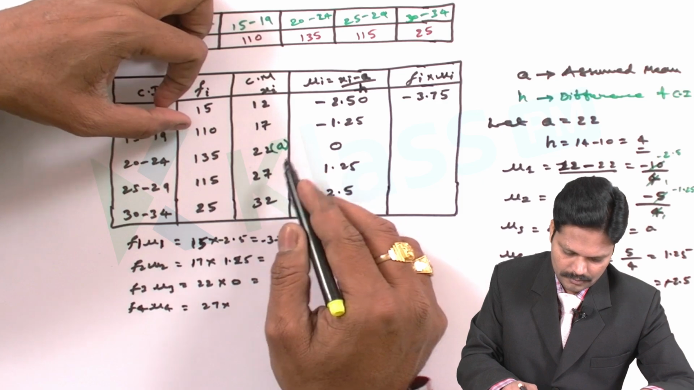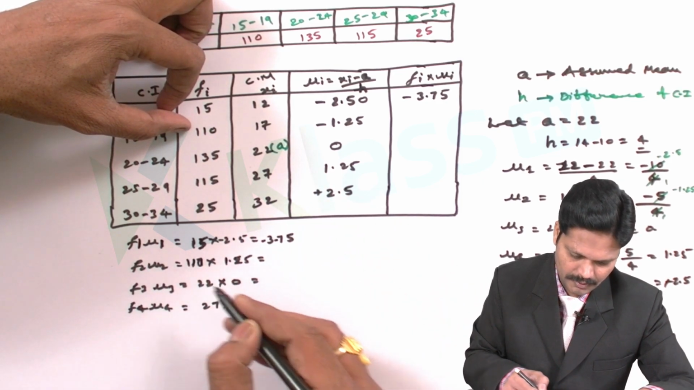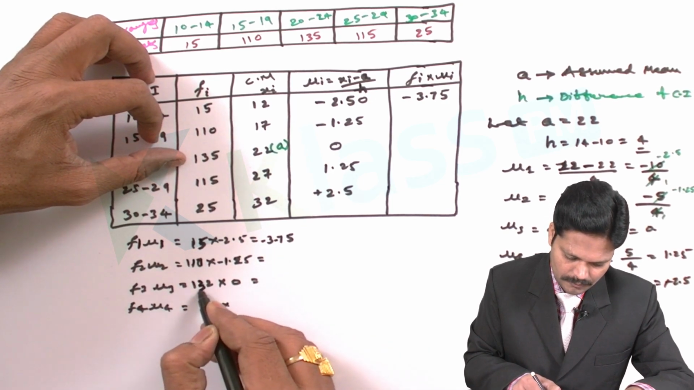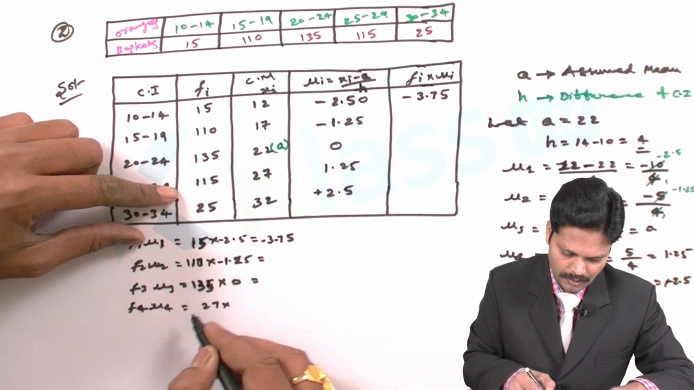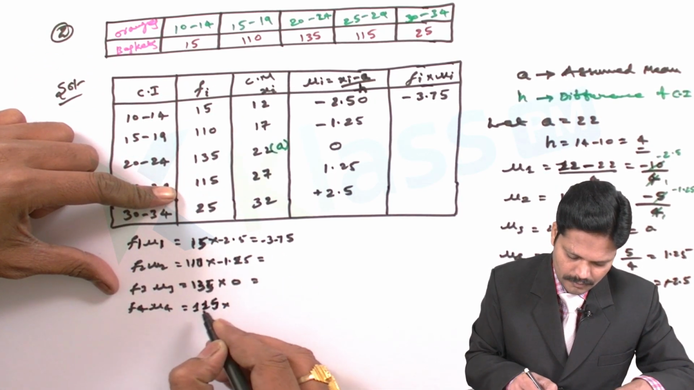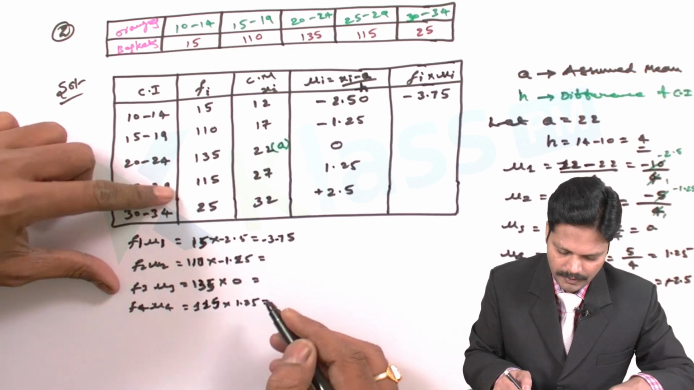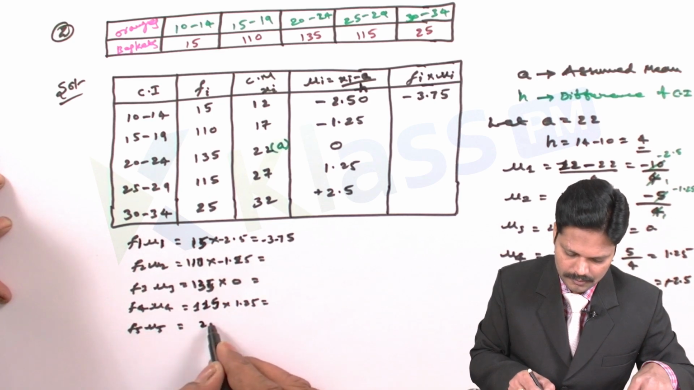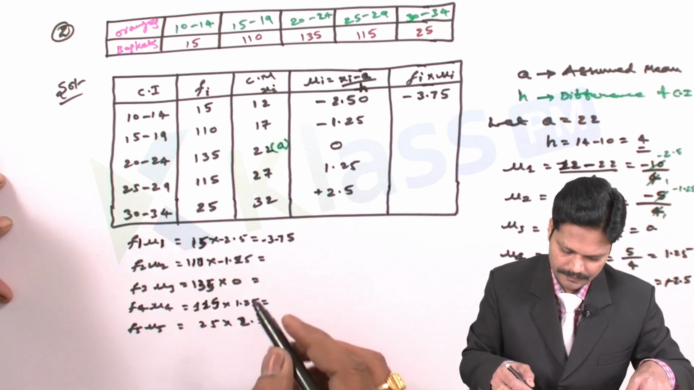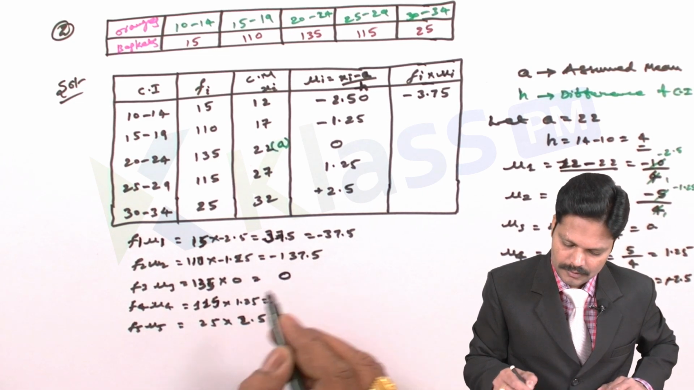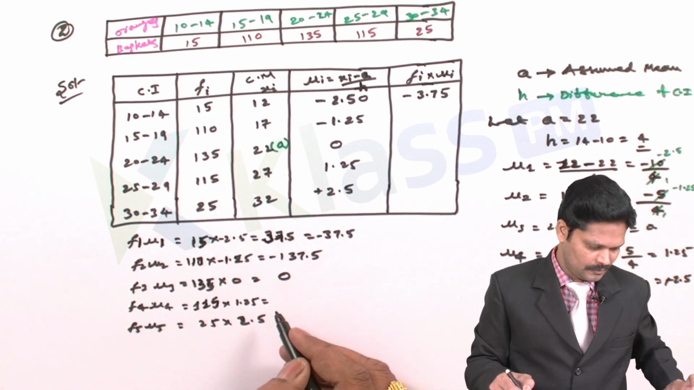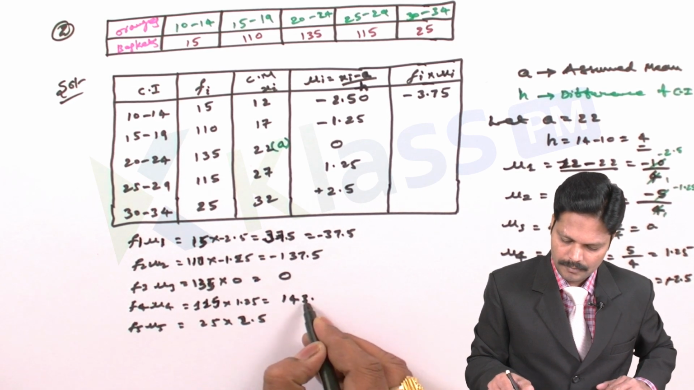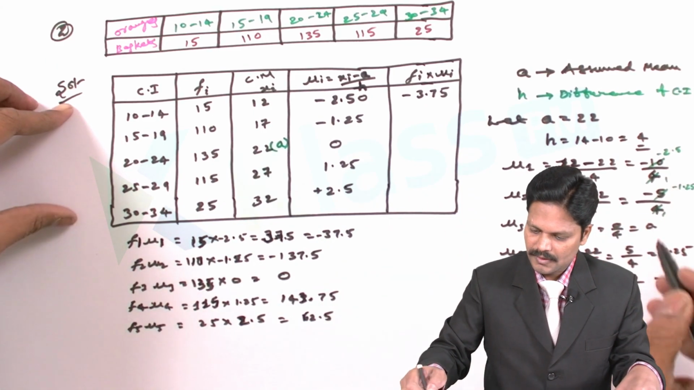So 17 here 110, so not 17, 110 into minus 1.25, and 135 into 0, and 115 into 1.25, and f5 mu5 is equal to 35 into 2.5. So 135 into 0, 0 we are having, and 143 point. We are multiplying here by using these condition calculations.